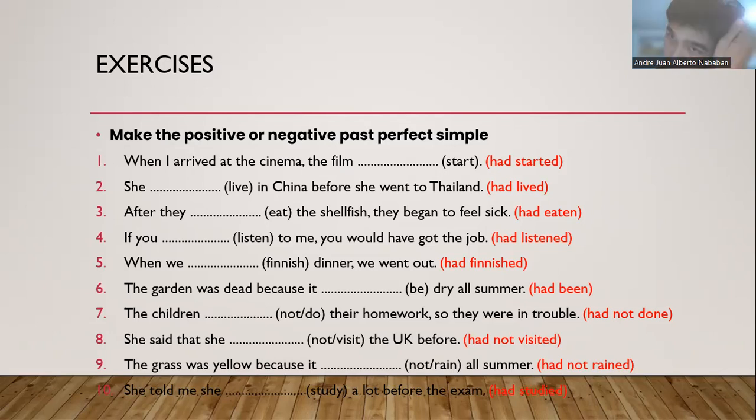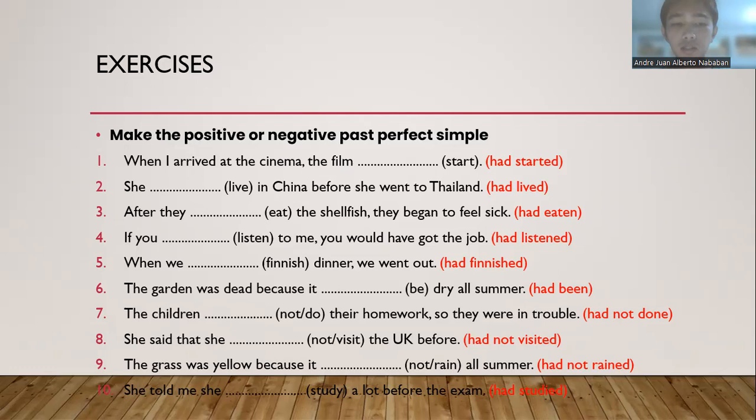And number 8, she said that she blah blah blah not visit the UK before. So we transform not visit into a past perfect verb. It becomes had not visited. So the sentence will become, she said that she had not visited the UK before.